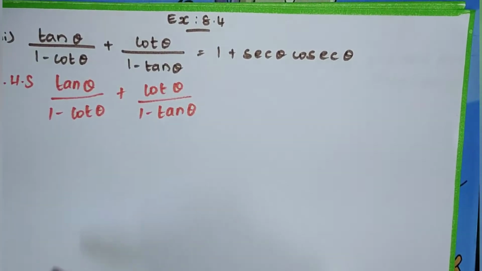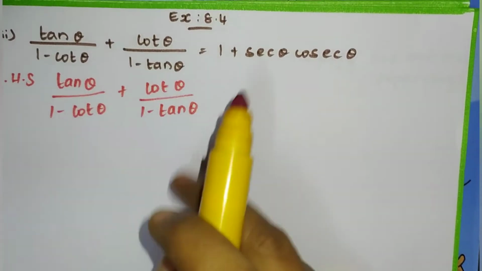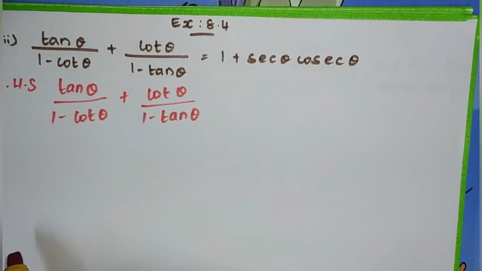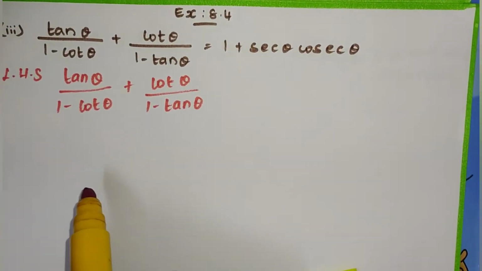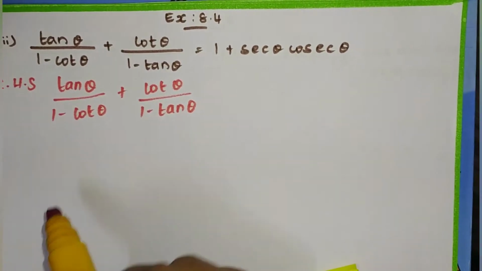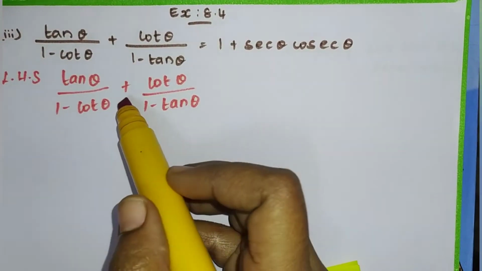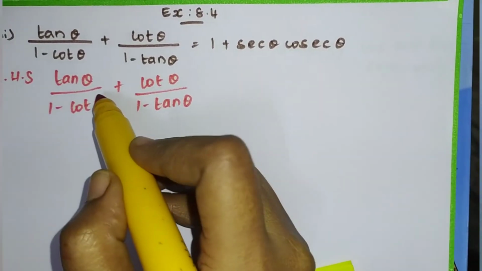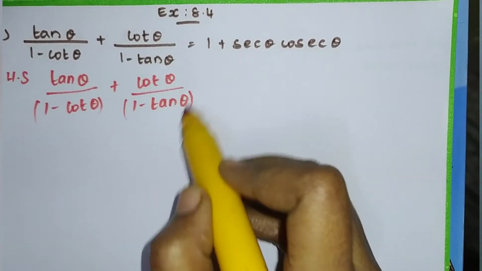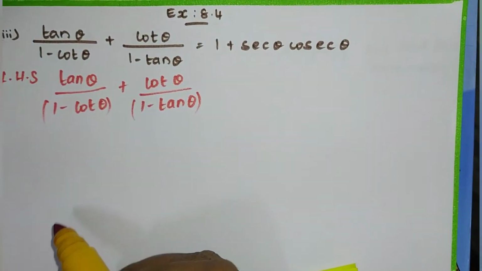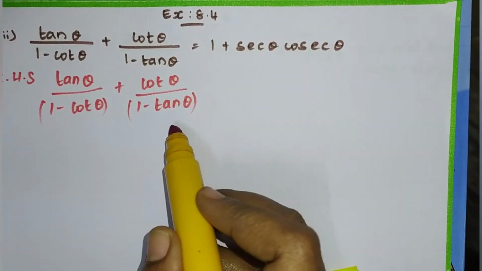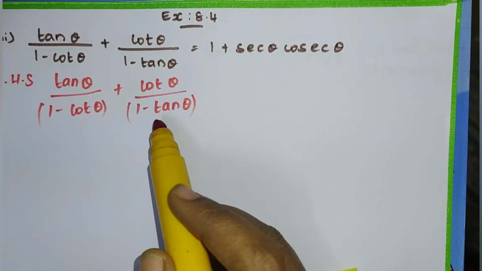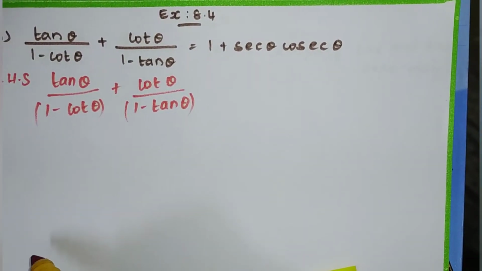Here we don't have any square. So first we have to simplify this one, and then only we can apply trigonometric identities. Clear? So now we have a positive sign here. This is the first term and this one is the second term. Draw the bracket like this, then only it will be clear for you. Now what is the LCM for this problem? 1 minus cot theta, then 1 minus tan theta.